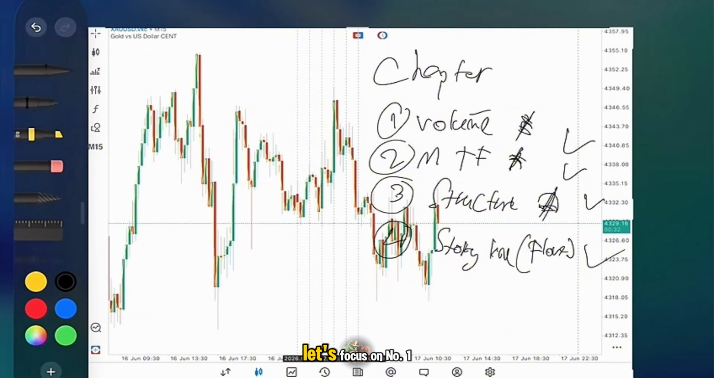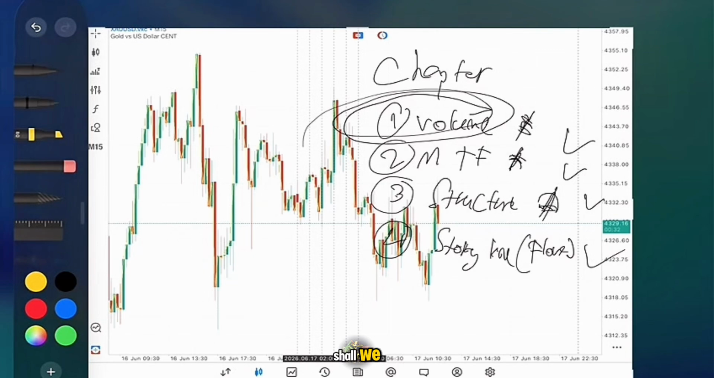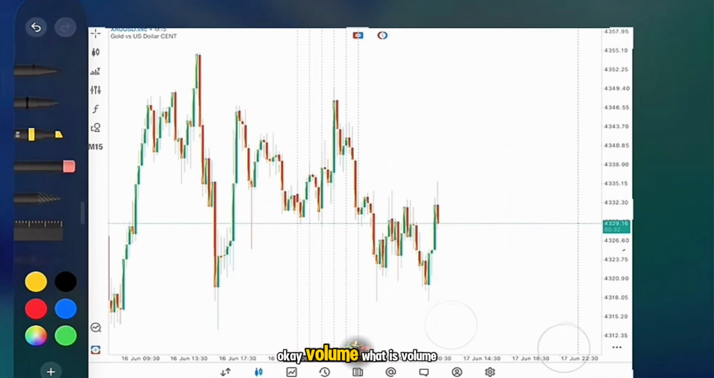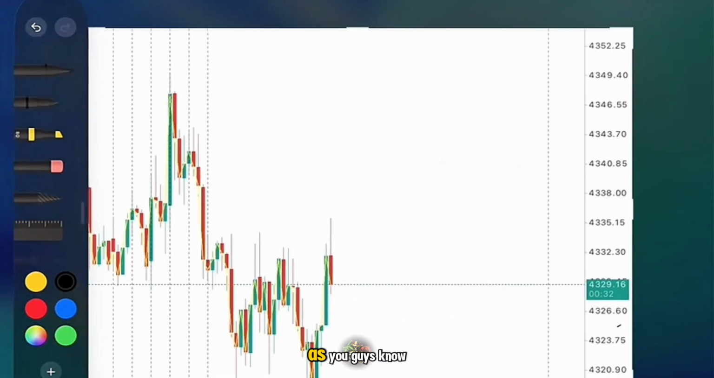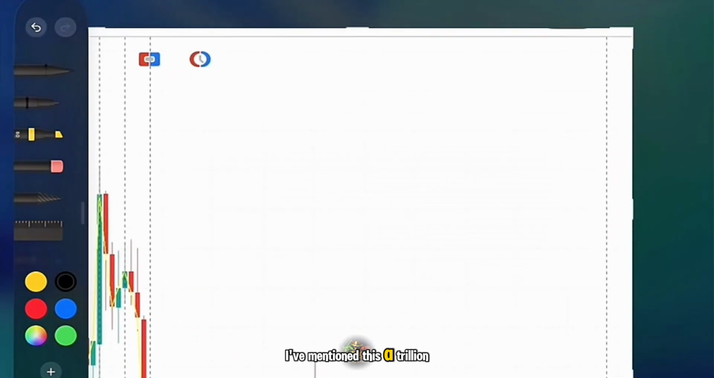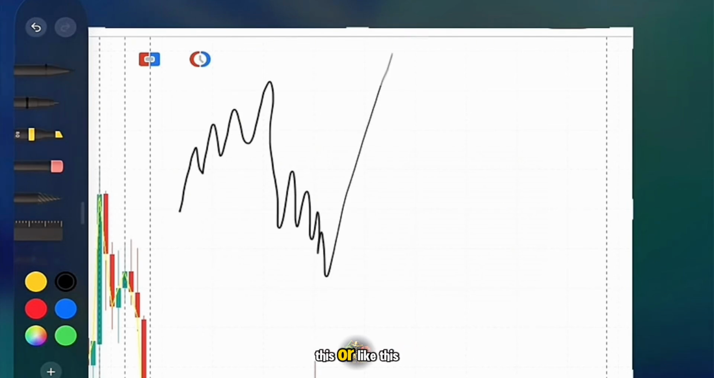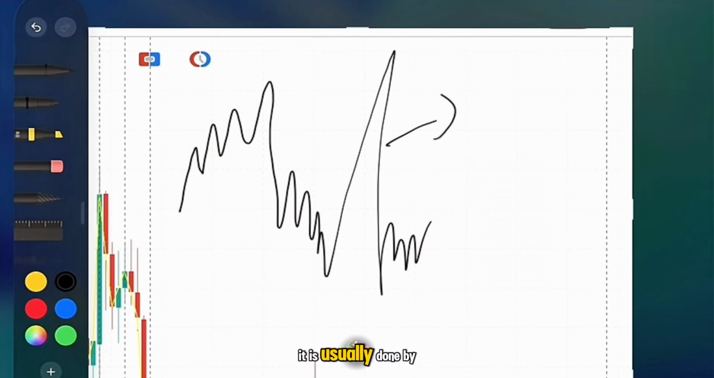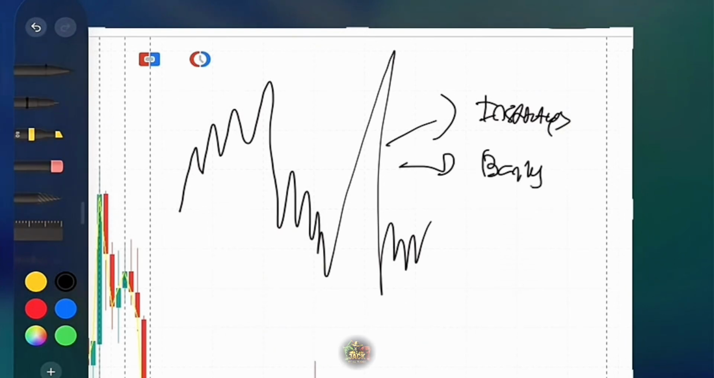Right. Let's focus on number 1, shall we? Okay. Volume. What is volume? As you guys know, I've mentioned this a trillion of times. When a market moves like this or like this, it is usually done by the institutes, alright? The institutes, the banks, right? These are the people who move the market, okay?